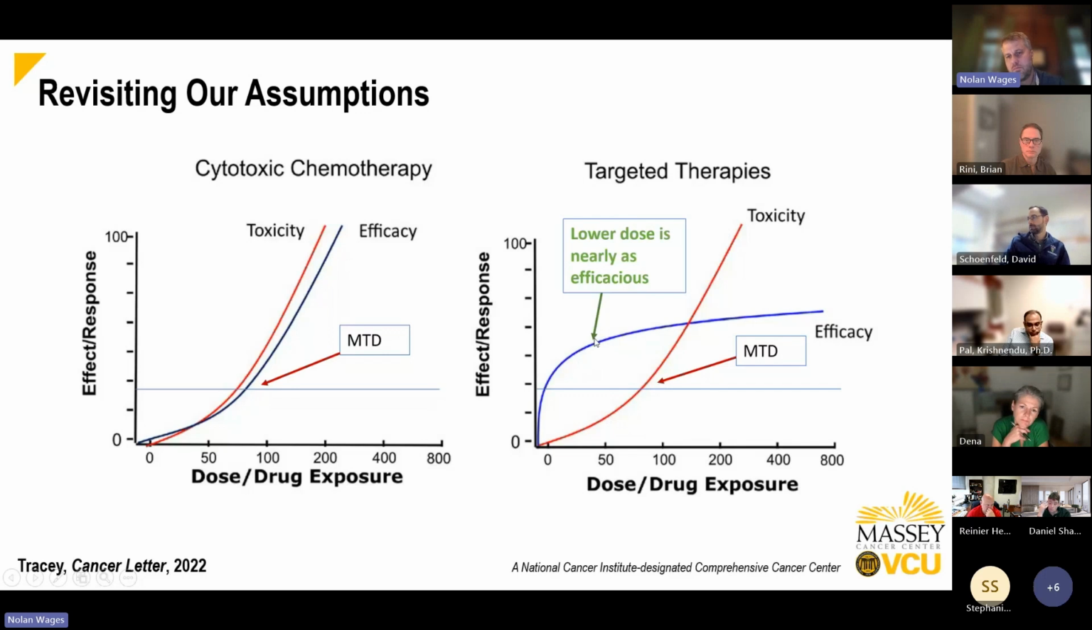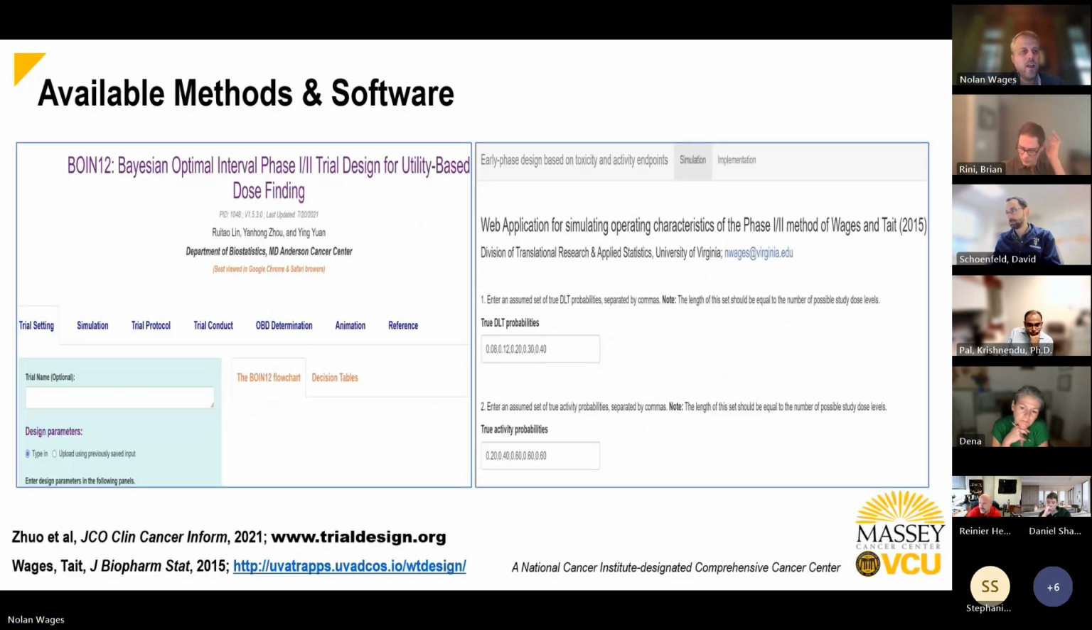And beyond this green arrow, we're just adding toxicity. We're not adding much efficacy. So we really should be targeting this more optimal dose based on toxicity and efficacy rather than pushing that dose as high as possible up to the maximum tolerated safety threshold.